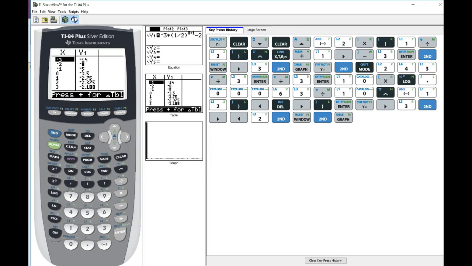Yeah, that gave me the table. And again, notice above the graph button in blue is the word table. So to get the blue command, you press the second button and then the button with the blue command above it, and it'll give you the blue commands. So it is like right there on the screen.